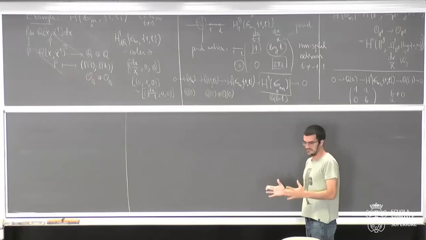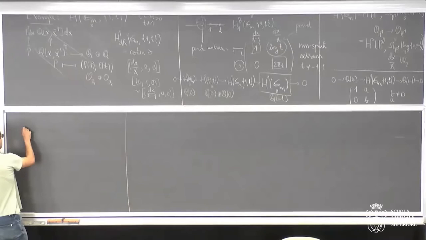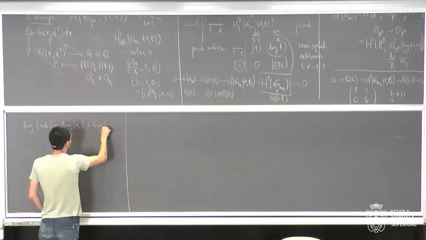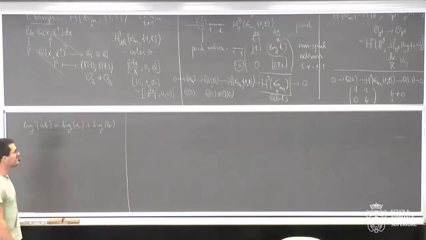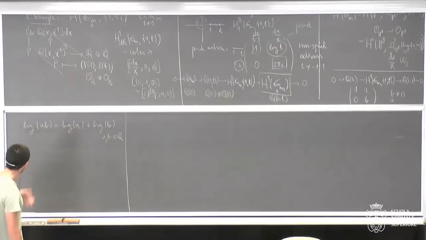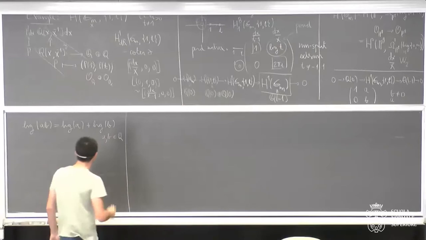And then the other thing I wanted to show you is that the logarithm of A times B is the logarithm of A plus the logarithm of B. So this is now a relation between periods, if A, B are rational numbers. The Kontsevich-Zagier conjecture tells you that you should be able to prove this relation using the three basic relations: additivity, change of variables, and Stokes formula. And this is how you do it.